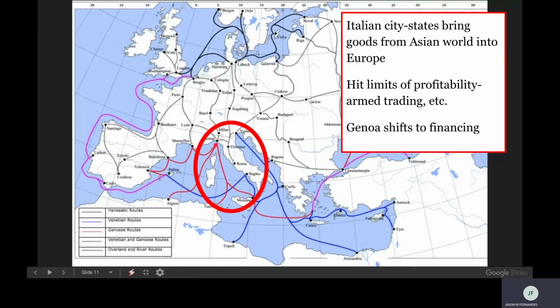So any surplus profits you have, rather than investing that in defending these routes, expanding these routes, bringing goods in, all the kind of dirty, dangerous stuff that goes along with that, said, hey, let's just finance other people to do this, right? And their big client state here is going to be Spain, right? So you'll have this financial connection between the Genovese bankers, creditors, and the Spanish monarchs, right?